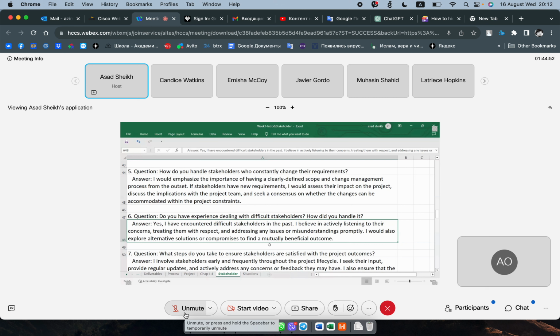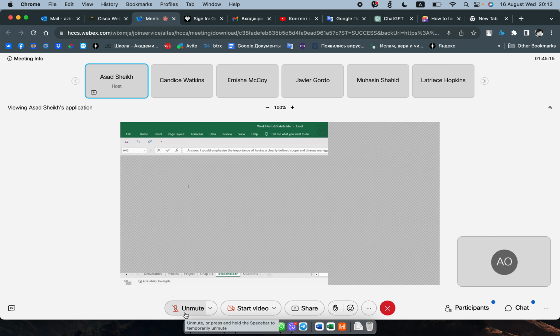I would emphasize the importance of having a clearly defined scope and change management process from the outset. If the stakeholders have new requirements, I would assess their impact on the project, discuss the implications with the project team, and seek consensus on whether the changes can be accommodated within the project constraints. So let's just dwell on this last sentence from a learning standpoint.